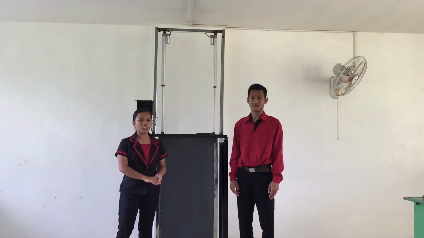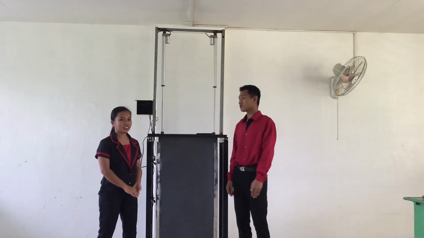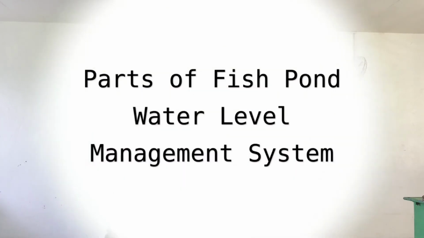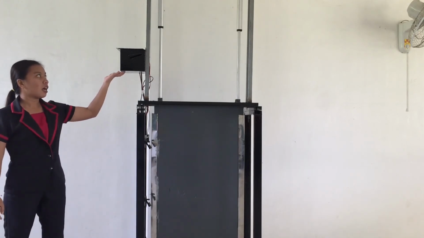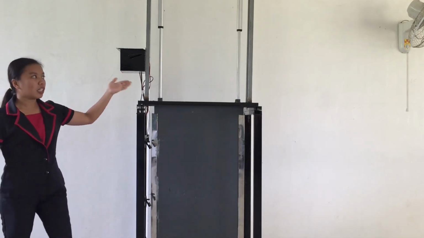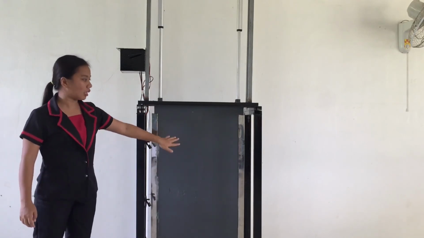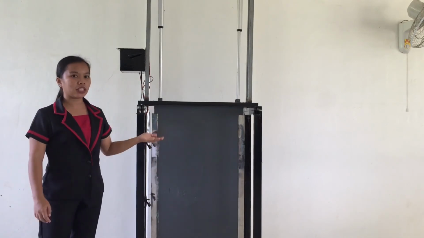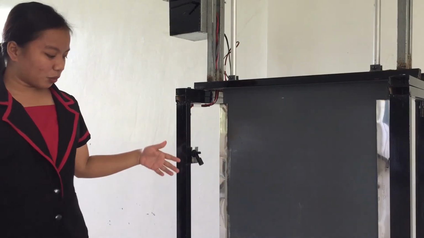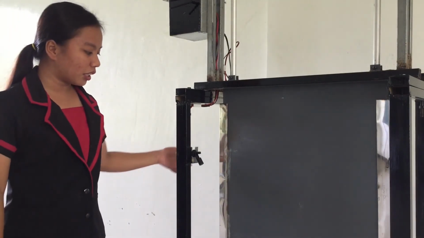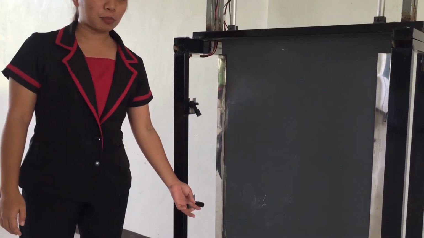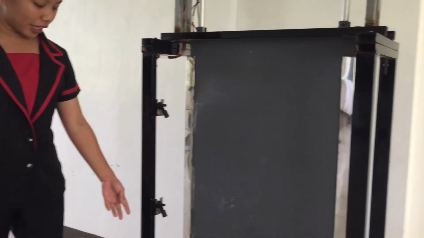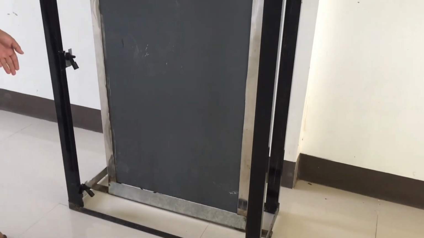Before we demonstrate the functionality of this system, we are going to show you the different parts of this project. The parts of the fish pond water level management system. So this is the part of the system. This is the circuit box of the main system, and the two linear actuators that lift the metal slab in upward and downward motion. We attach three water level sensors, which are float sensors. This float sensor is for filling purposes. This part is for decreasing purposes, and the lower part is for draining of the water.